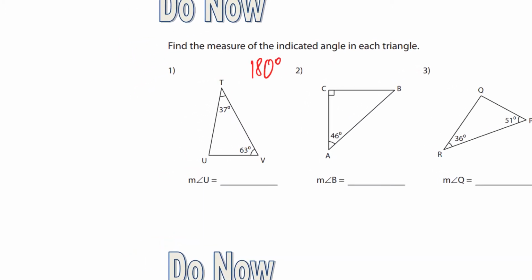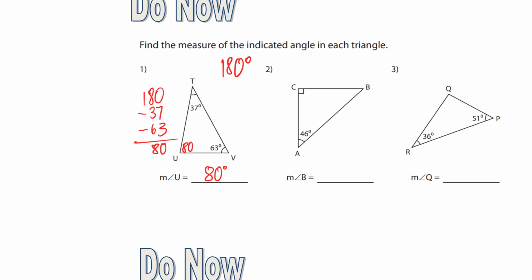So like on number 1, to find angle U, I'm going to do 180 minus 37 minus 63. And what does that give you? Okay. So angle U is 80 degrees.